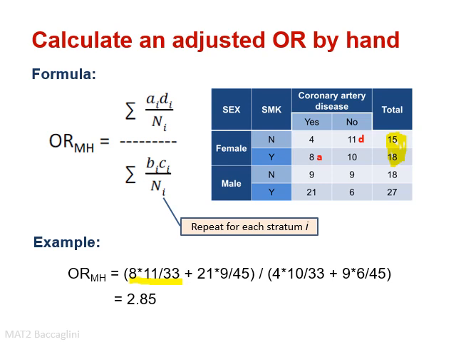Then you sum that to the results of the second stratum, which is 21 and 9. So you multiply those two and divide by the total, which is 45, which is 18 plus 27. Once you've done that, then you divide by the sum of B by C divided by N, doing the same. And your result will be 2.85. You can compare this to the results you got from PROC FREQ.